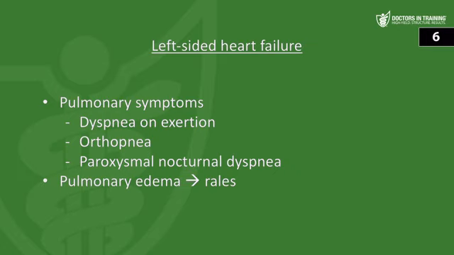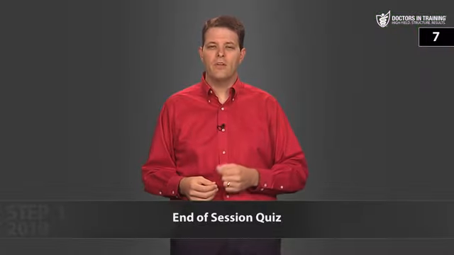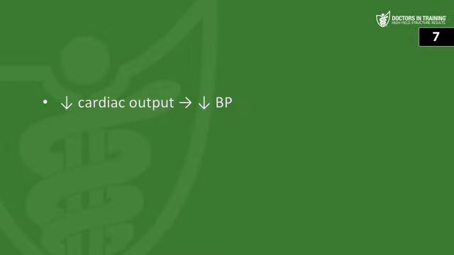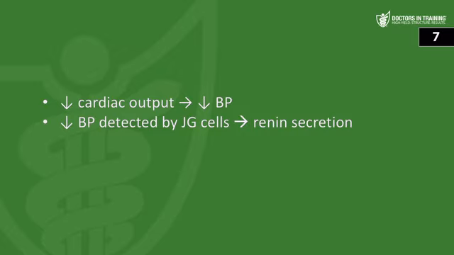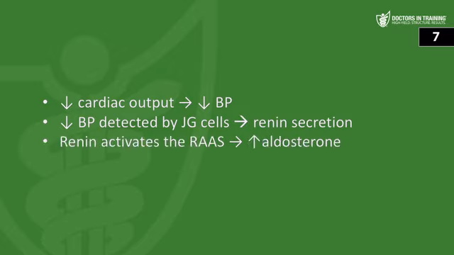And the last question, how does poor cardiac output result in an increase in aldosterone? So decreased cardiac output leads to low blood pressure, which is then detected by the juxtaglomerular cells of the kidney. And these cells then secrete renin, which activates the renin-angiotensin-aldosterone system, which ultimately increases aldosterone levels.